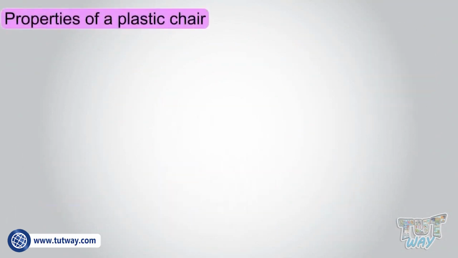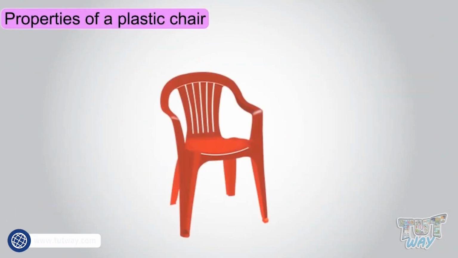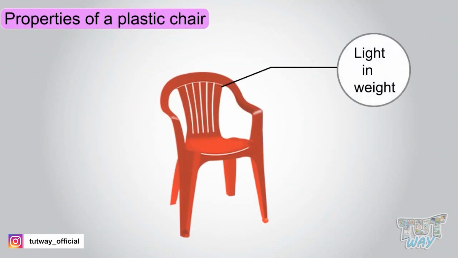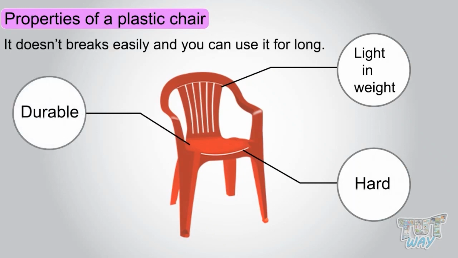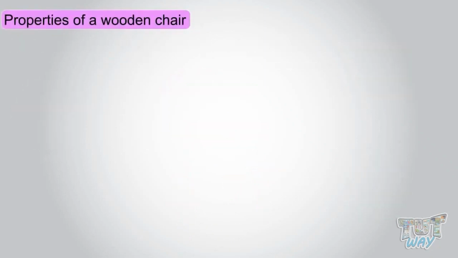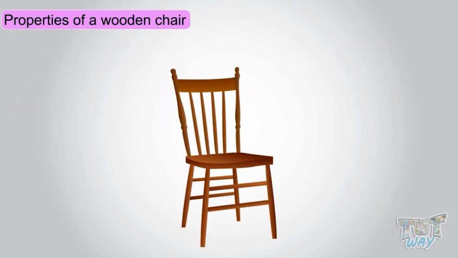Now let's see properties of a plastic chair. Light in weight, hard, durable. It doesn't break easily. You can use it for long. Now let's see properties of a chair made of wood.